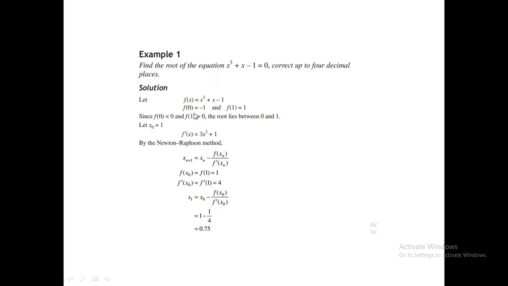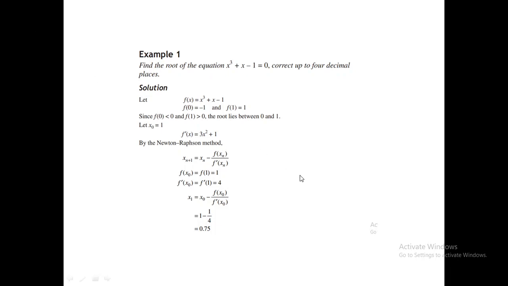I will put the first initial guess in that equation. 0 cube plus 0 minus 1, you will get minus 1, meaning f of 0 is equal to minus 1. When you put the second initial guess 1, f of 1 is equal to 1 cube plus 1 minus 1, then you will get a positive value. So we can write f of 0 is less than 0 and f of 1 is greater than 0, meaning the root lies between 0 and 1.